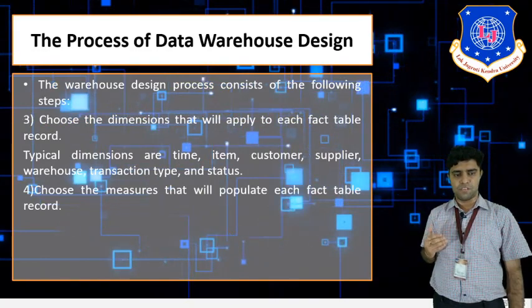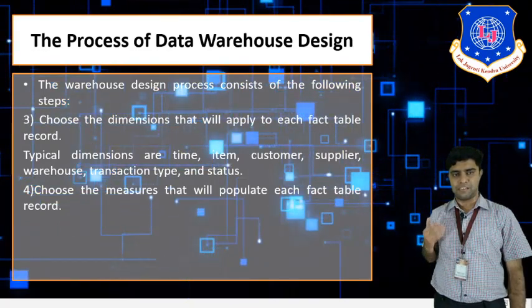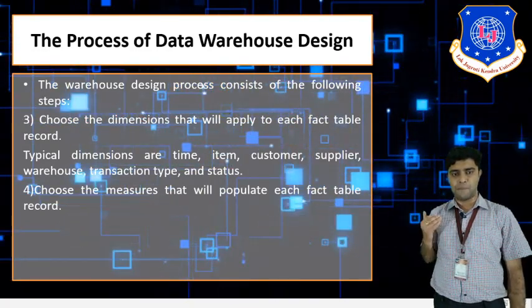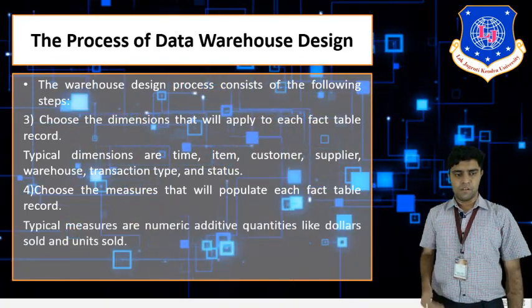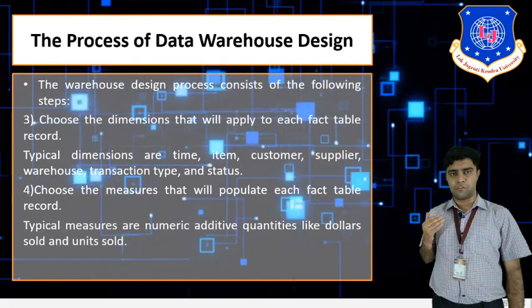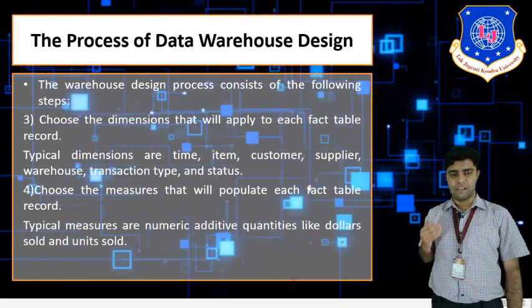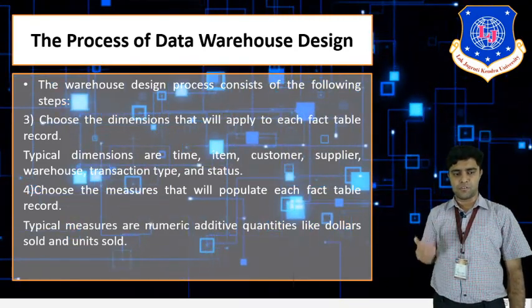Fourth is to choose the measures. After selecting the dimension tables, we will select the different types of measures that will populate each fact table record. Typically, measures are numeric, additive quantities like dollars sold, units sold, etc.